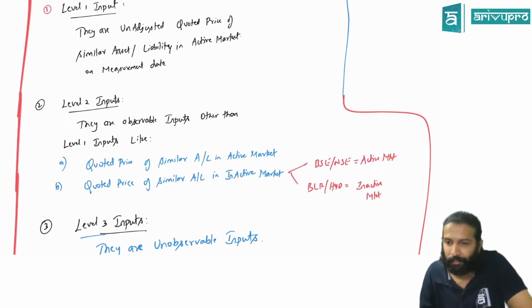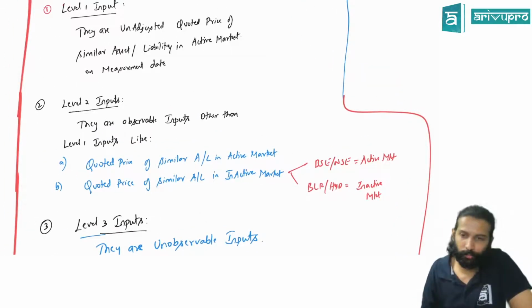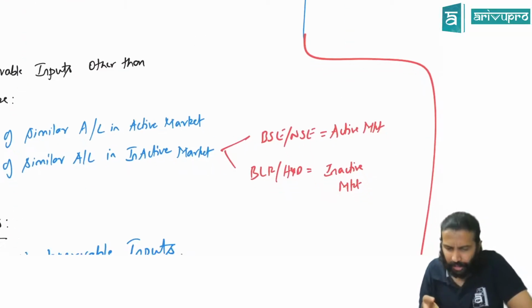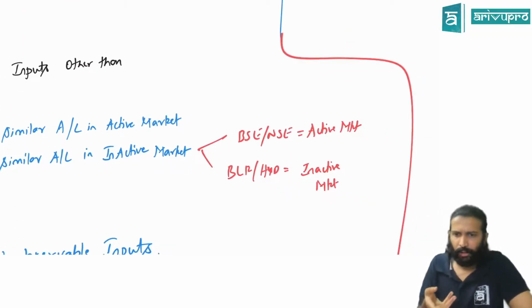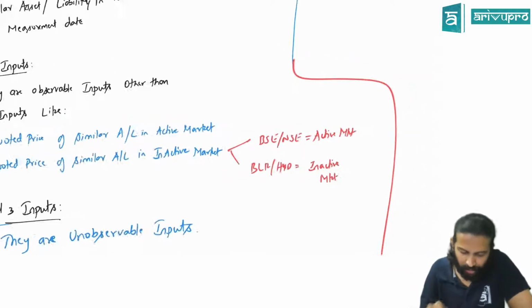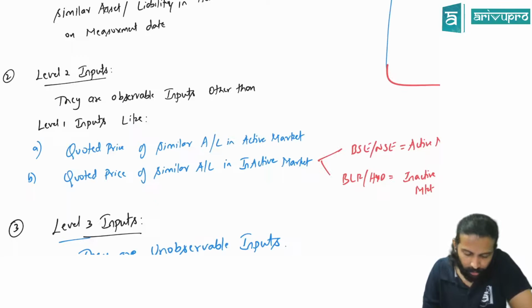That is inactive market. That becomes your level 2 inputs. But still these are observable only. Why is it observable? Because these are market data only. We didn't estimate this. We might have used Hyderabad Stock Exchange, but did we estimate the Hyderabad Stock Exchange price? Did we estimate, or it is there? It is there. So it is observable inputs only.